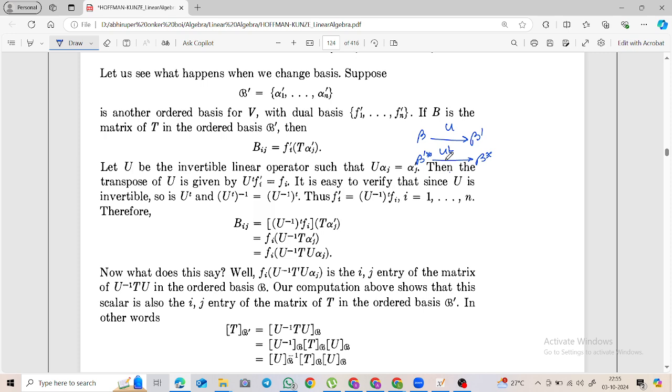Given by U transpose Phi prime, it is easy to verify since U is invertible, so U transpose is this, and U transpose inverse is U inverse transpose. Therefore, beta ij, I mean b ij, yeah, this is actually pretty basic. b ij is this.